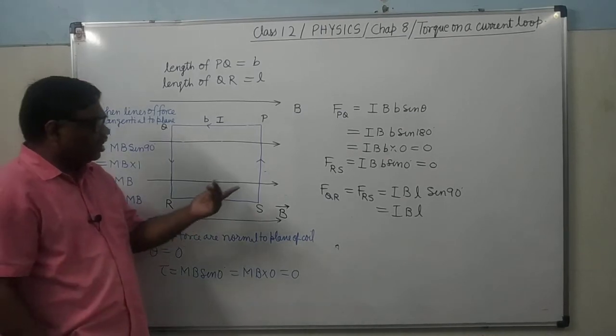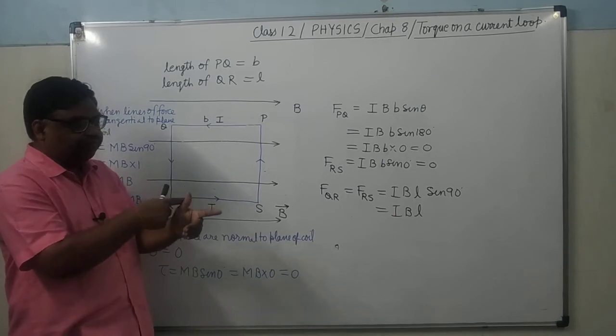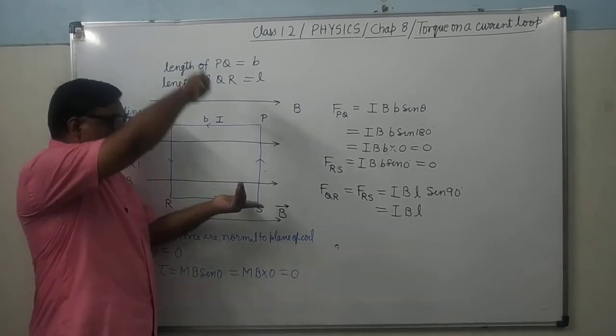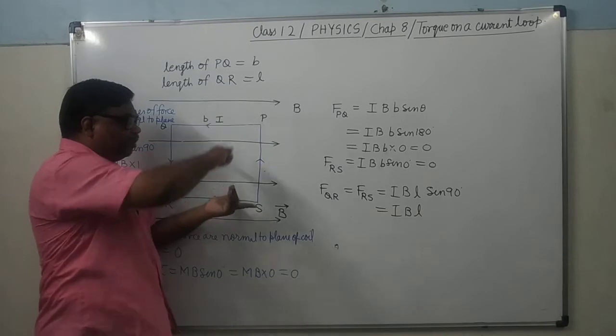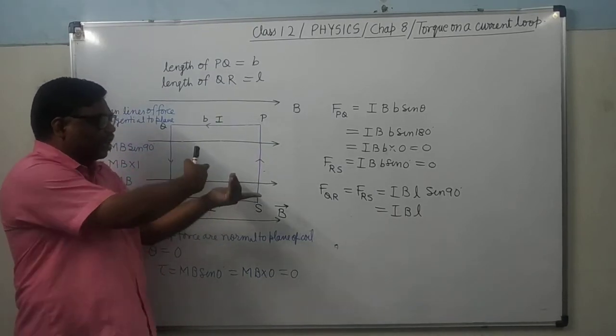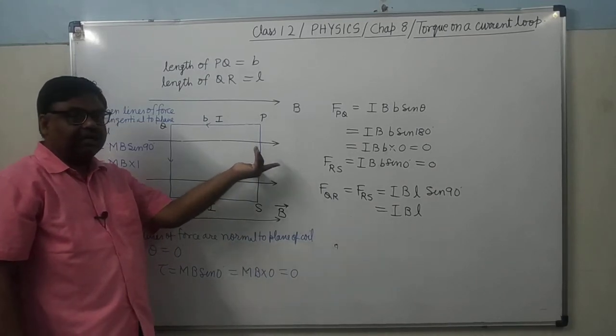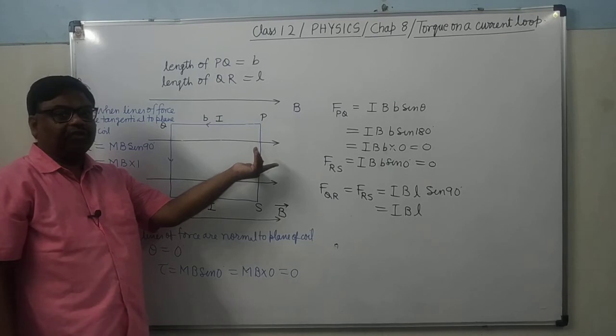But if you see here, once again, this is the IBF. I is upward, I is upward. You can see here. B is in that direction. It's clear. B is in that direction. So thumb is pointing normal to the PS and it is in the inward direction.